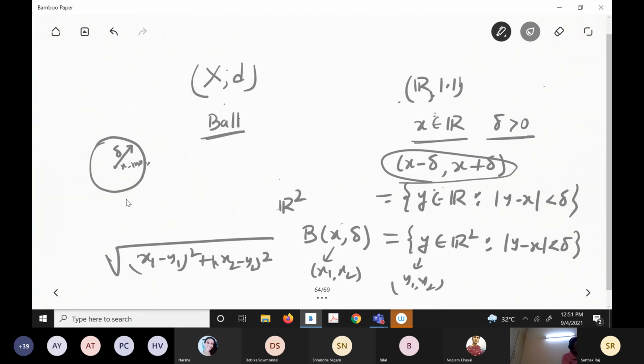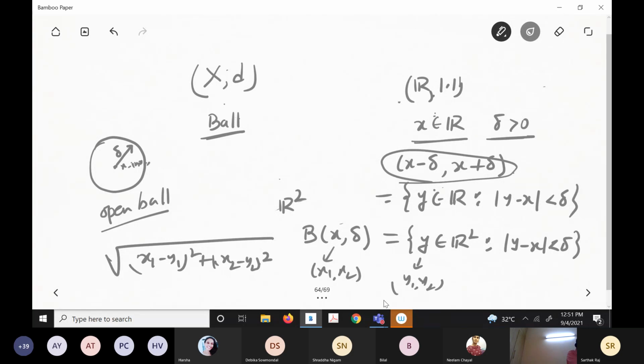Look, the boundary is not there. It is open actually, like here I call it an open interval. I am going for the generalization. So you are getting a ball centered at x, the point x1, x2, with radius delta. The boundary is not included, so this is an open ball rather. Open ball.